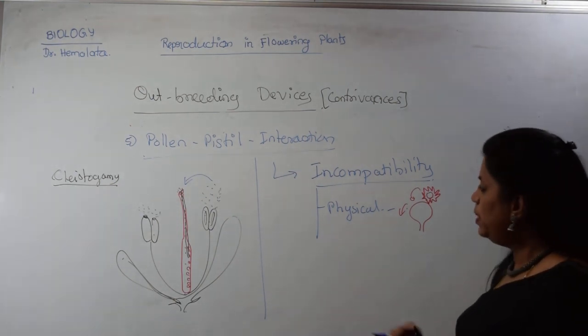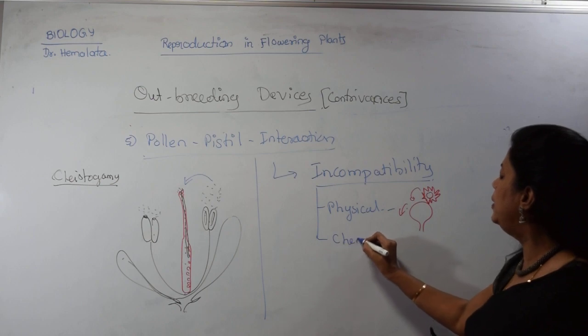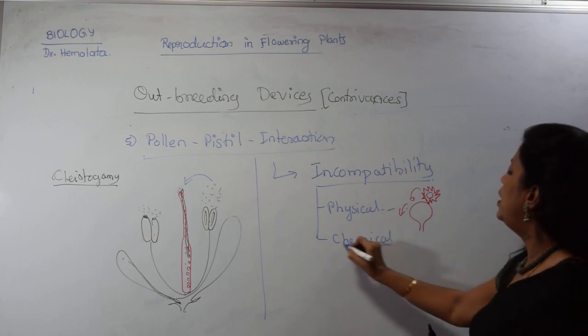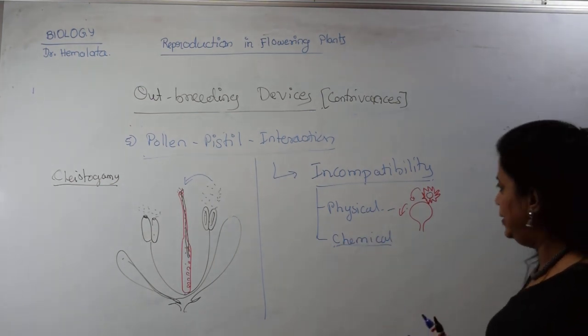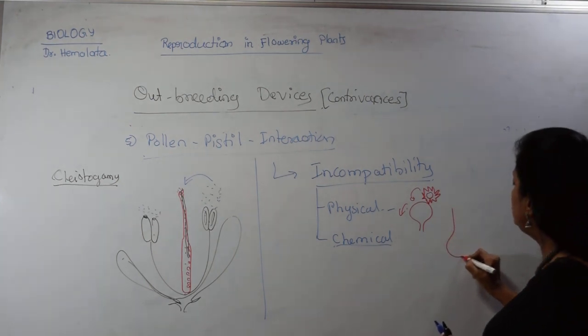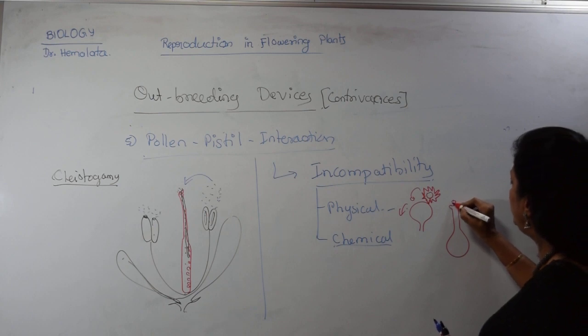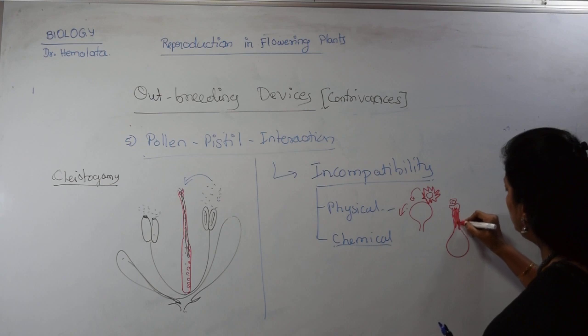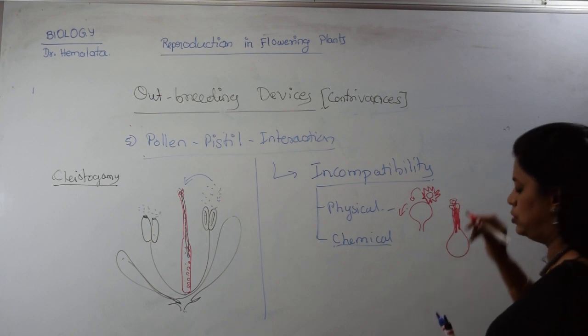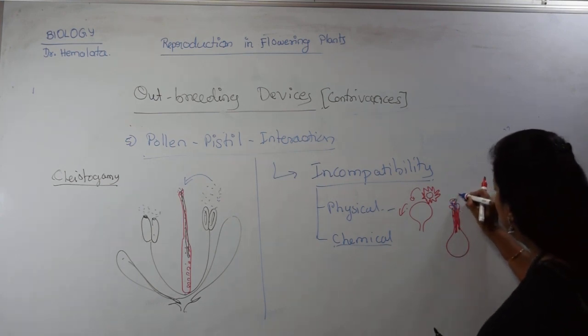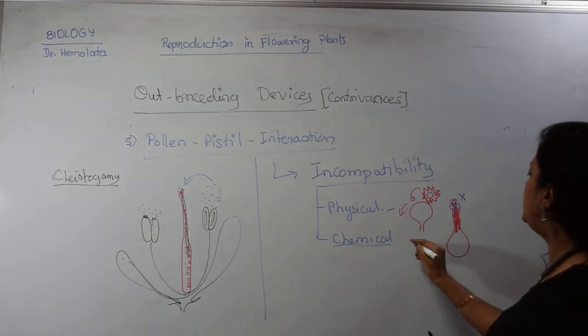Second one, it may be a chemical incompatibility. What is it? At the time when its pollen grains enter, the stigma is not ready, right? It may be dry, right? Although the pollen grain tries to penetrate into this, this is so solid, it will not allow the entry of the pollen tube. So the pollen tube will fail to enter. This is the chemical incompatibility.